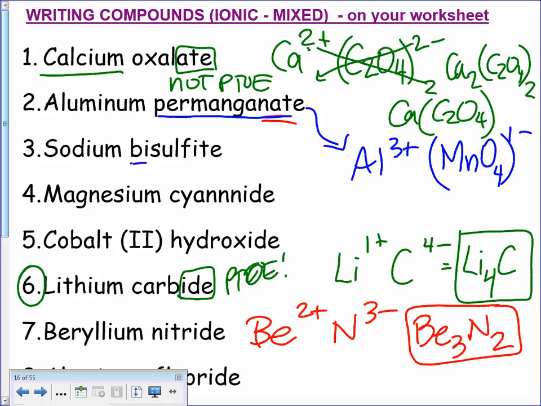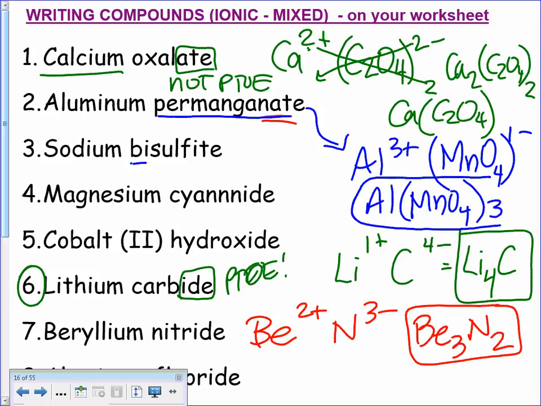Okay, keep your parentheses there. Crisscross. Al1, I'm not going to write the 1, but we know it's there. 3. Al, MnO4, 3. So that pause tells me I know there's parentheses there. All right, who feels good about looking at this written out formula and going, oh yeah, that's aluminum permanganate? Right now you do, right?